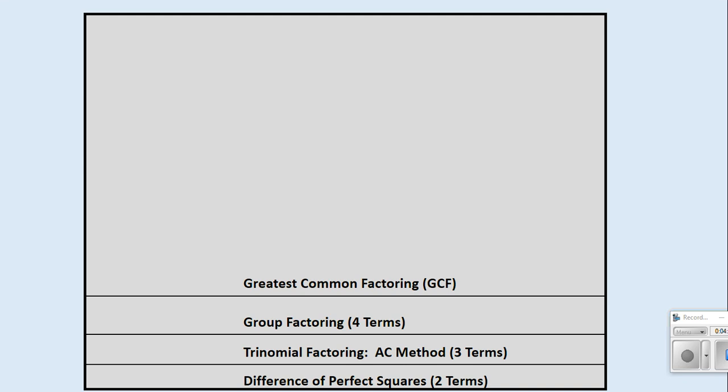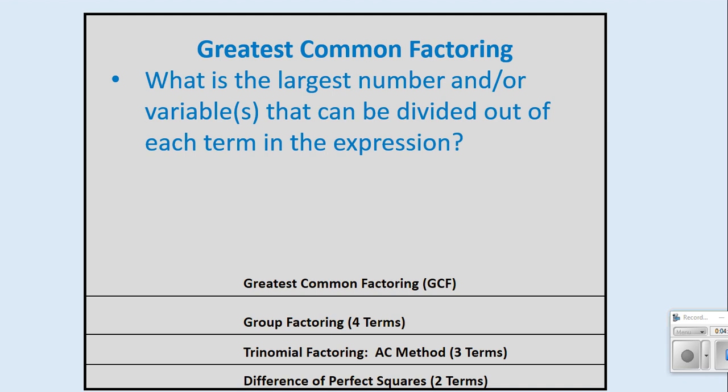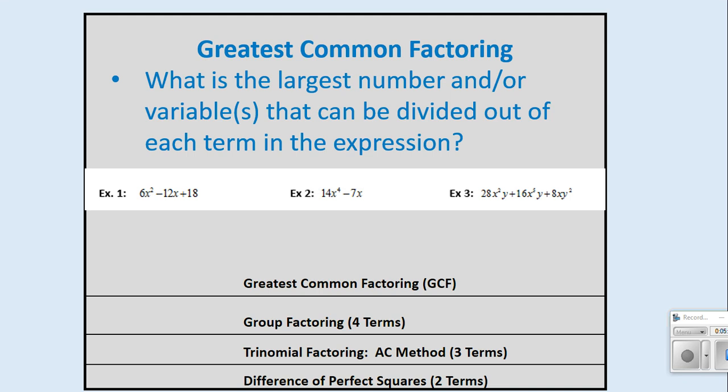All right, so now we're going to go ahead and talk about the greatest common factor. And how do we greatest common factor? So greatest common factor is factoring out the largest number or variables or both, of each term in the expression. So what do they have in common, and what's the largest they have in common, so that we can divide it out or factor it out. Okay? So here are the 3 examples that we are going to greatest common factor. So you should already have these in your foldable.